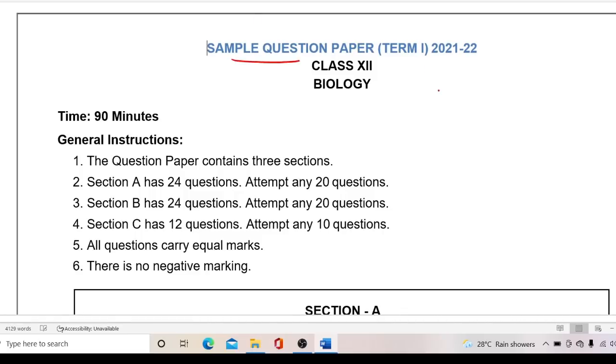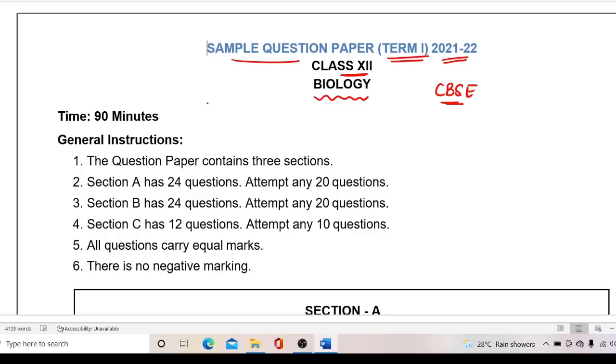So आज के सेशन में हम डिस्कस करने वाले हैं सैम्पल पेपर जो कि CBSE ने रिसेंटली रिलीज किया है। And here we will be discussing for Term 1 जो कि अभी बहुत जल्द होने वाला है। And this is for the year 2021-22, and this is for Class 12th, and we will be dealing with Biology.